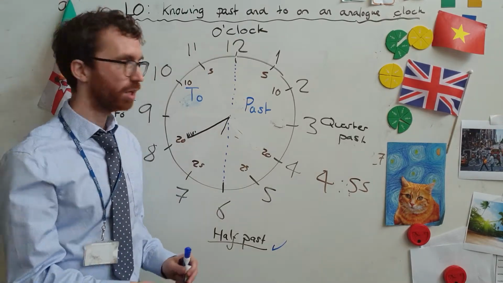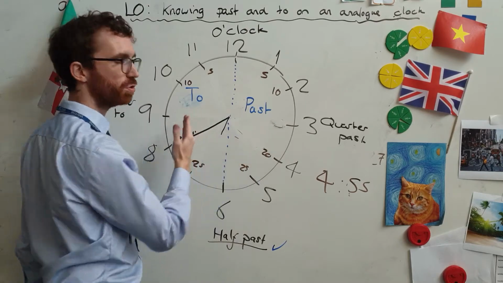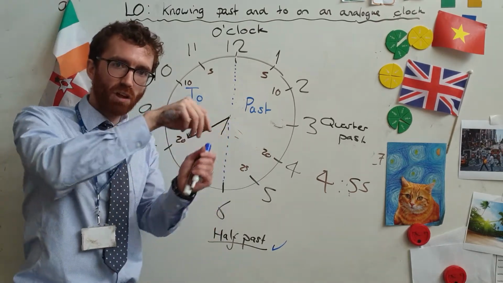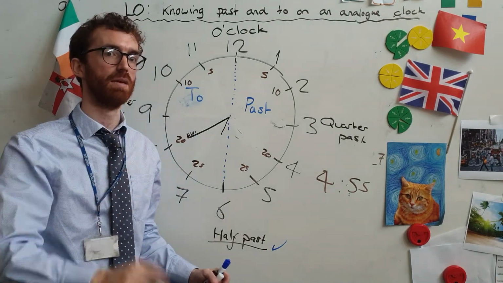So all you're going to do, get yourself a nice big circle like this, put the numbers in and put the past and the to side in. Put little times on the board, test yourself, have a go. If you're struggling with it, email me. Off you go.